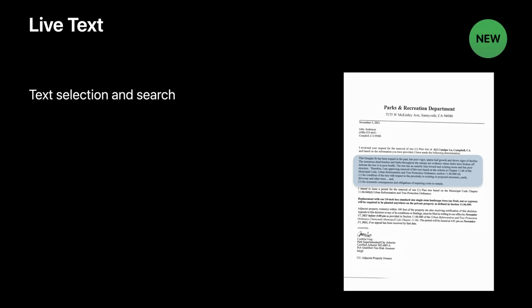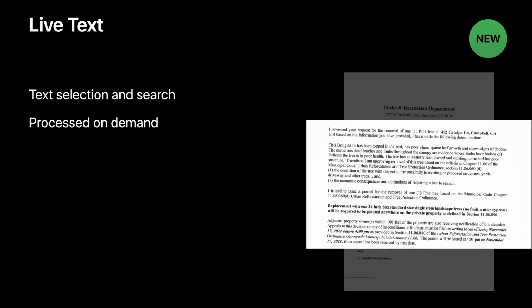Now, with Live Text, you can select and search text in a PDF document like this one. It's just a scanned bitmap with no text at all. Of course, PDFs can have many pages. You wouldn't want to grind through OCR on all the pages of a PDF document when you open it. So PDFKit does it on demand as you interact with each page, if you interact with it.